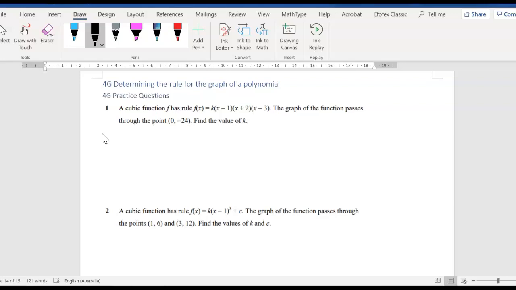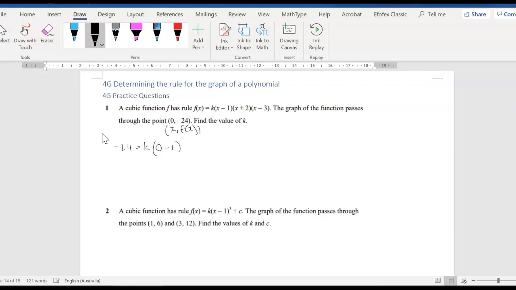All right, so we've got a cubic. We've got k times x minus 1, x plus 2, x minus 3, and we know it passes through the point 0, negative 24. So this is our point x, f of x. Remember f of x is the same as your y. So your value of f of x is negative 24, and x is 0. So I'm just going to be substituting in everywhere I see x is 0, and I've already substituted in f of x is negative 24.